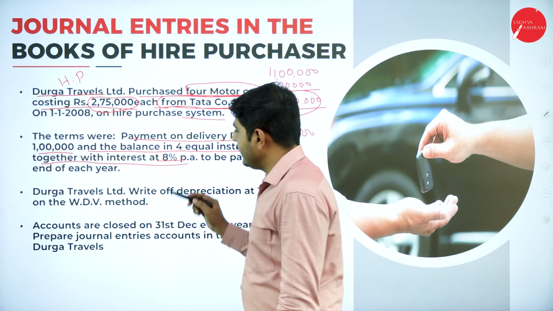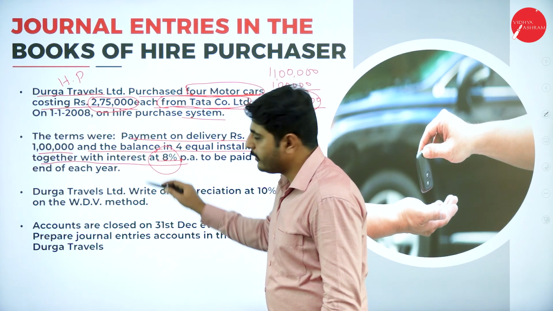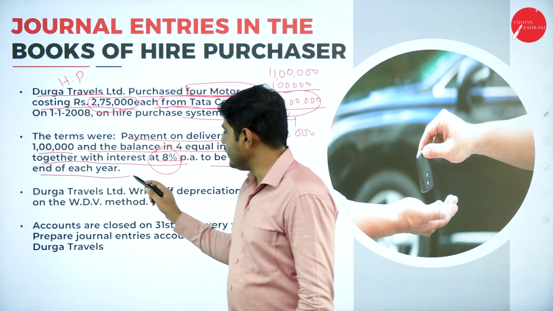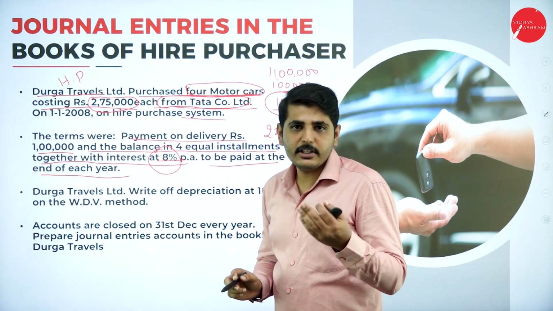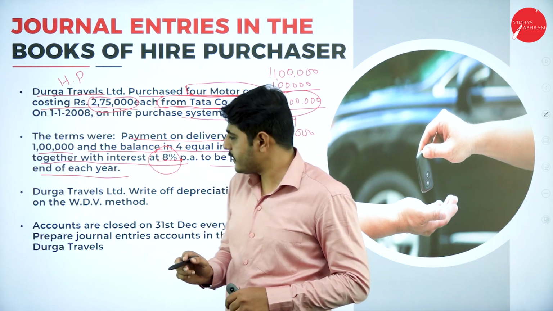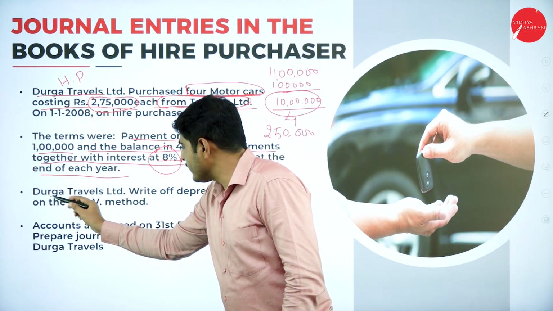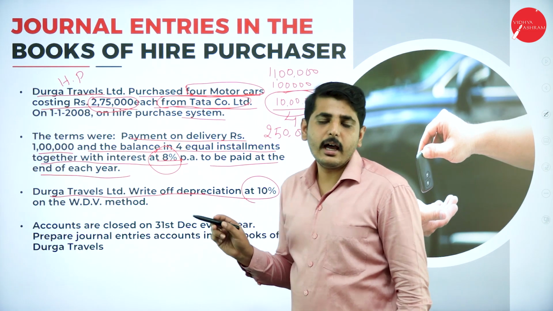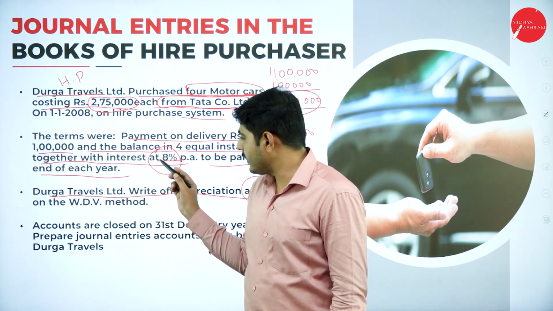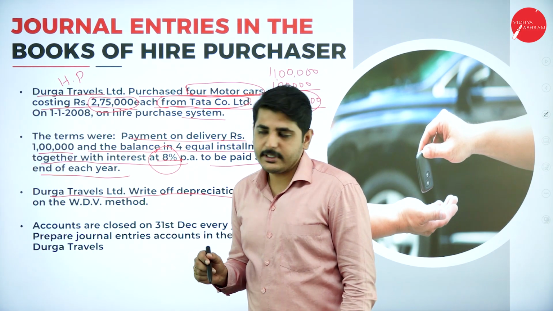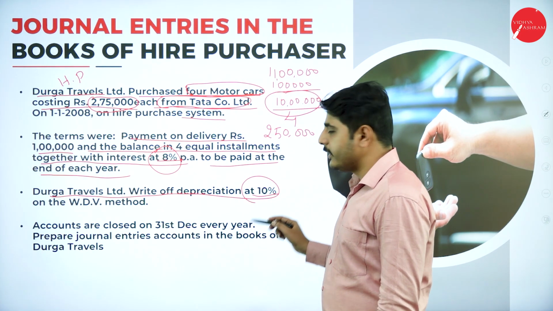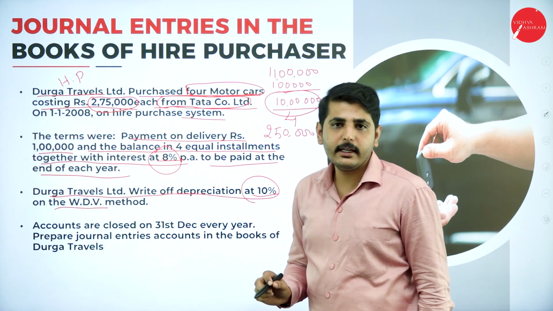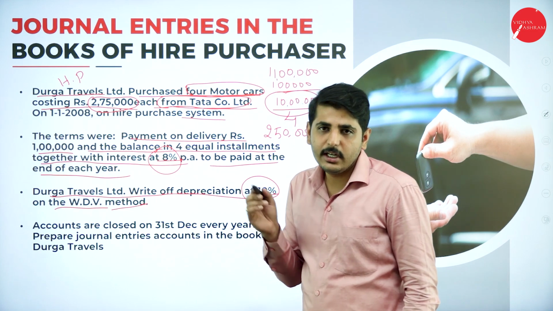Together with interest at 8%. This is the interest at 8%. Next one, to be paid at the end of each year. How many years? 4 equal installments means 4 years. Next one, Durga Travels Limited, rate of depreciation at 10% per annum. So after interest we have to calculate the depreciation. What is the rate of depreciation? 10%. On what method? Written down value method. Every year the depreciation keeps on changing.